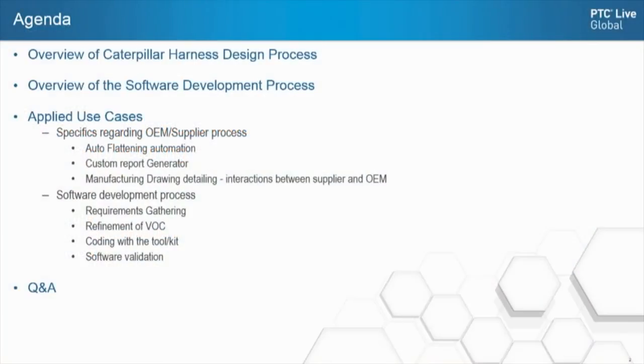So what we're going to talk about today is I'm going to go over just an overview of the harness design process that we use at Caterpillar, to include the integration of our Tier 1 suppliers into the systems, or leveraging our drawings for their manufacturing processes. Jason will talk about the software development process, and we'll show some use cases as we go through. And there should be plenty of time for Q&A.